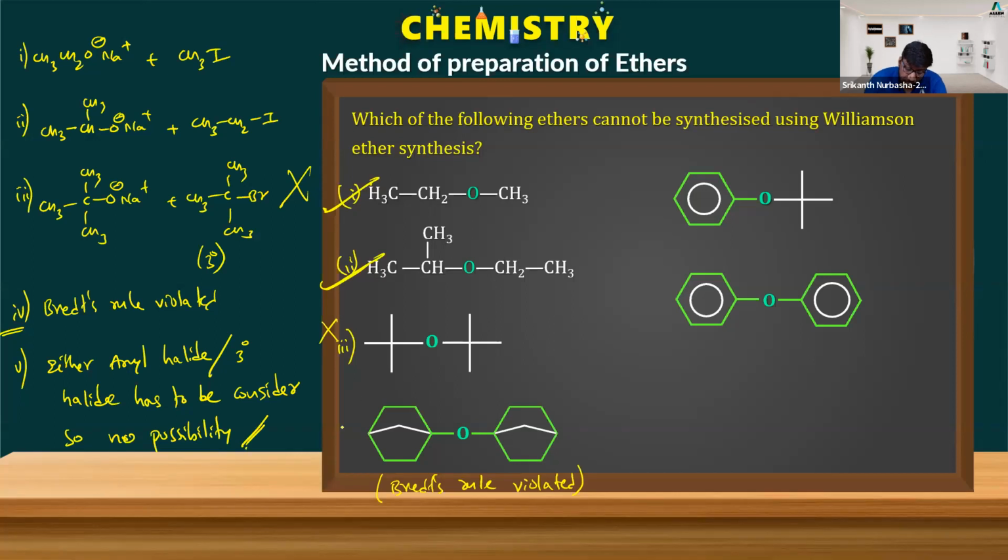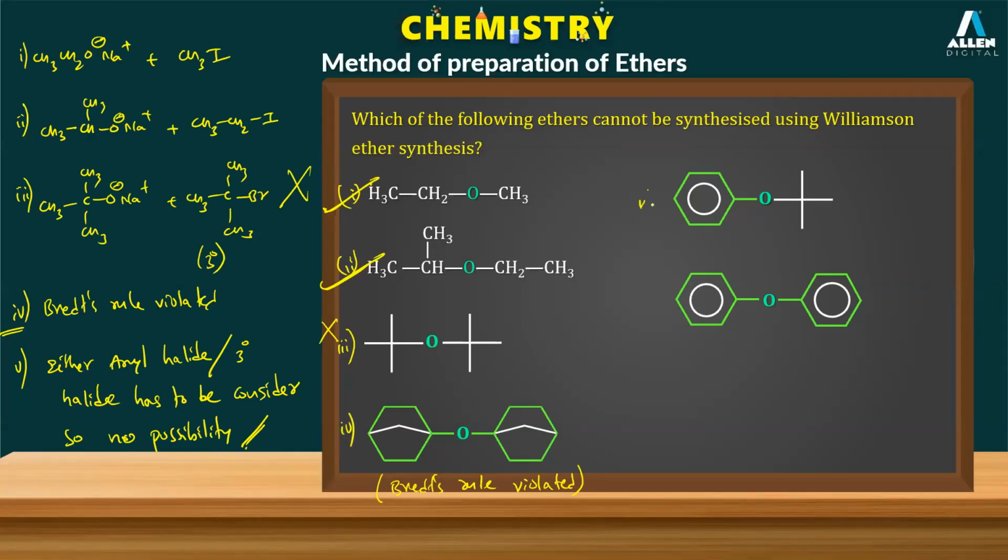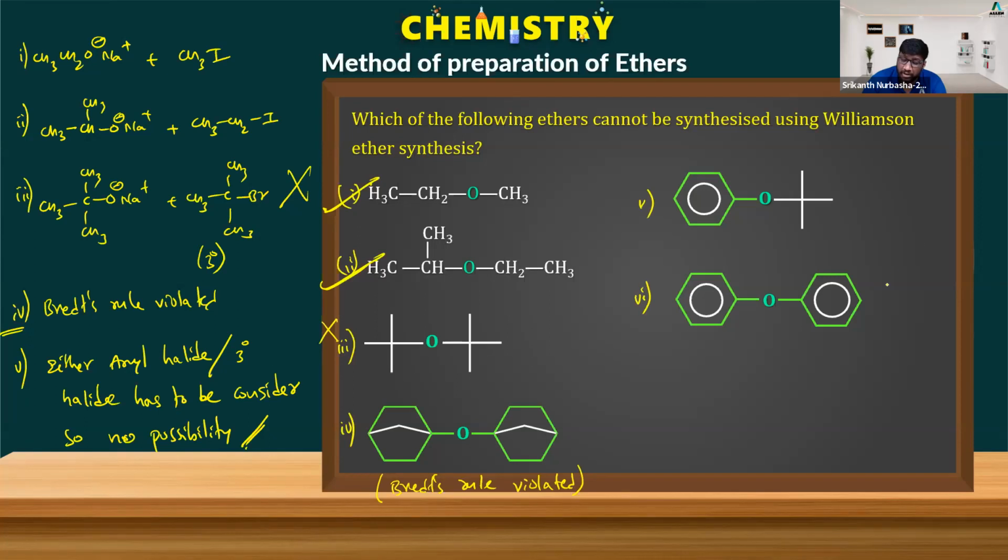Sixth one also no possibility, because aryl halides do not undergo SN2. So only the first and second can be possible. The third, fourth, fifth, and sixth are not possible.